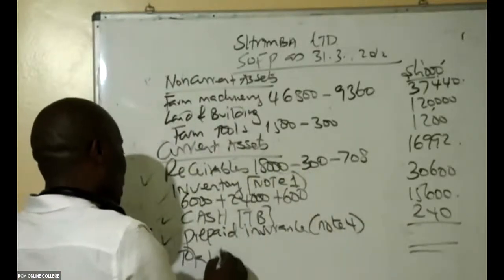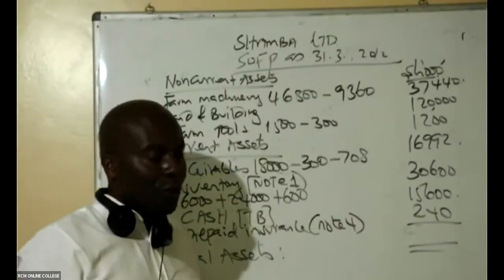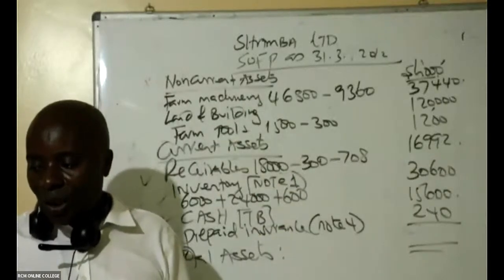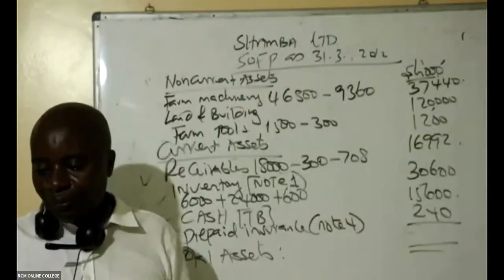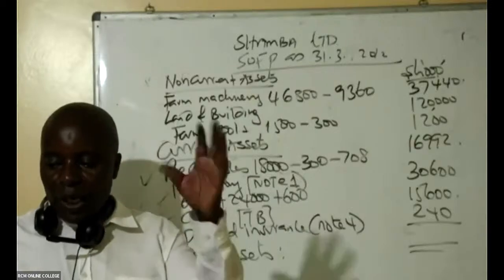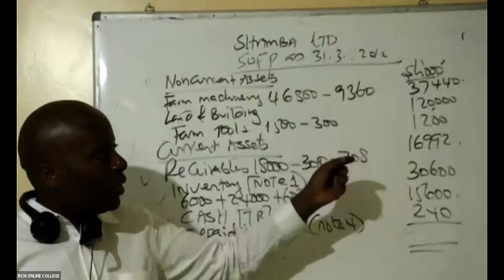So please give me all the total assets here. How much do we have? Is there somebody who can just add for us, spread it for us, and give us total assets? Like a ninja. The 7,440 plus 120,000 plus 1,200 plus 6,992.